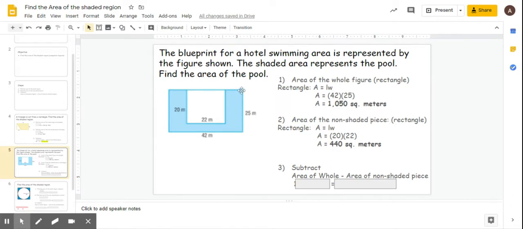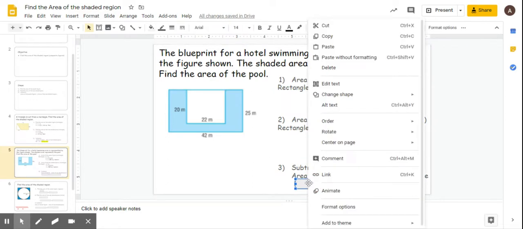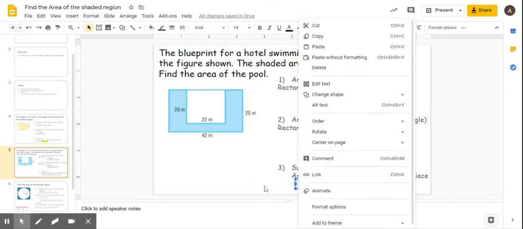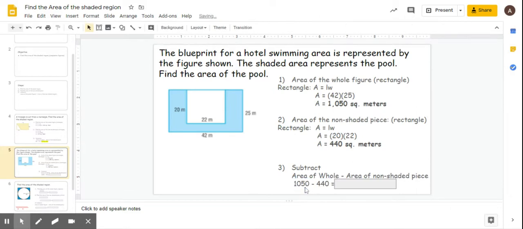Now, once you have the area of the whole shape, you take that and you subtract the area of the non-shaded piece. So the area of the whole, sorry about that, the area of the whole minus the area of the non-shaded. So we have 1050 minus 440, and that'll get us 610. Right, so again, the area of the whole piece was 1050. The area of the non-shaded piece is 440. So if you subtract these two, you end up getting the leftover for the area of the shaded part.